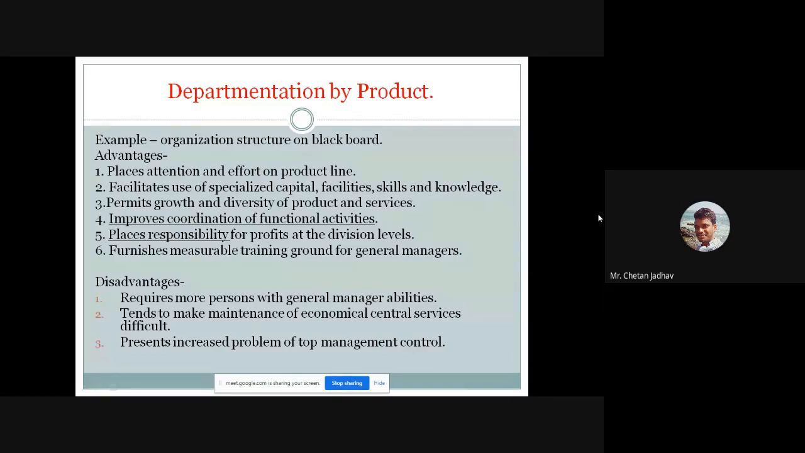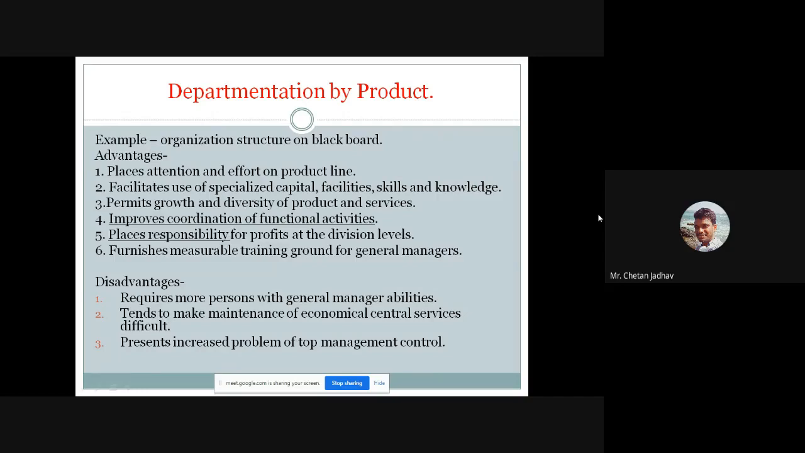Then we will see some disadvantages of departmentation by products. It requires more persons with general manager abilities. For each and every product we require more people. Why? Because we are going product wise, so for each and every product we have to again create all the departments.